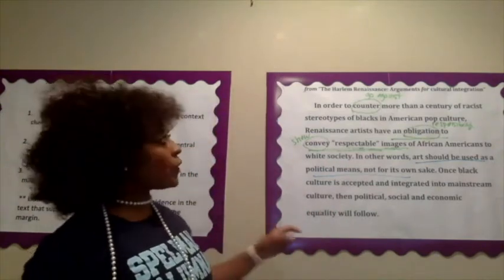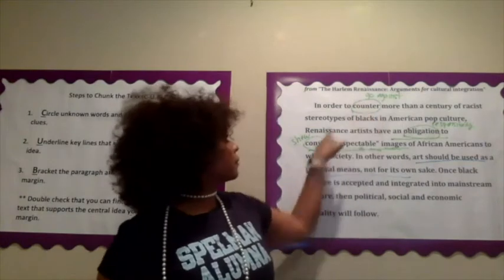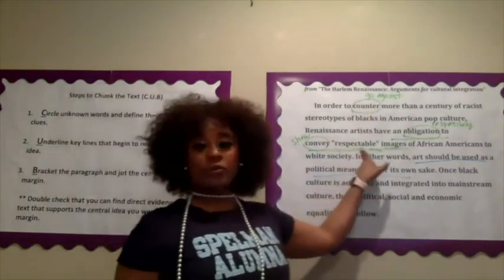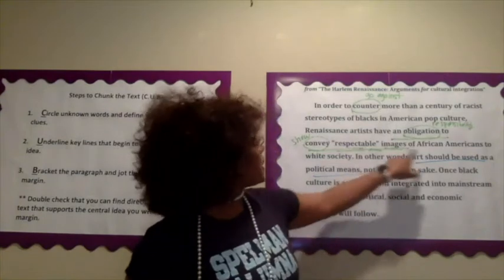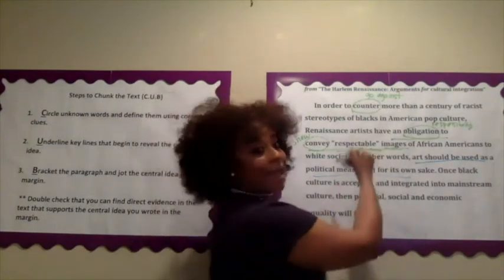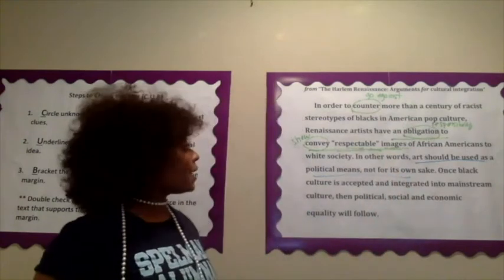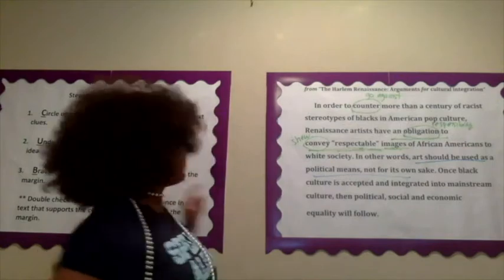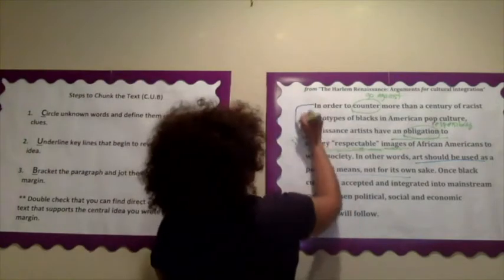All right, did we do our C, circling? Yes, we did. Did we do our U? Did we underline? Yes, we did. Only the key phrases. So if you notice, I don't have everything here underlined. Okay, are we ready to do our B? What's our B? Perfect. Bracket.